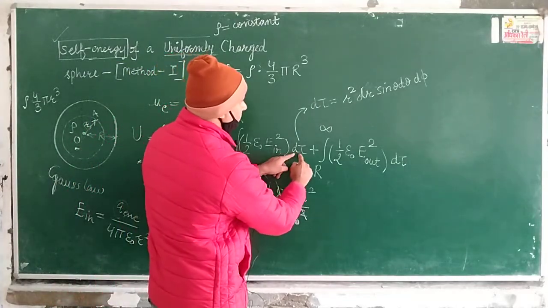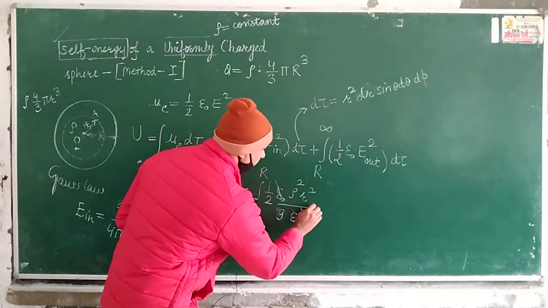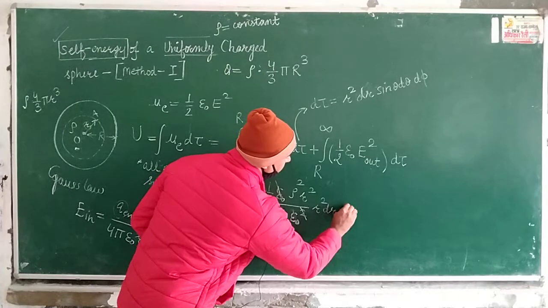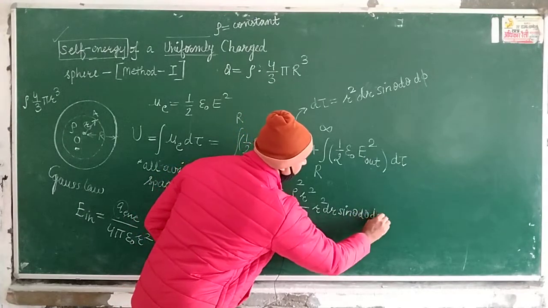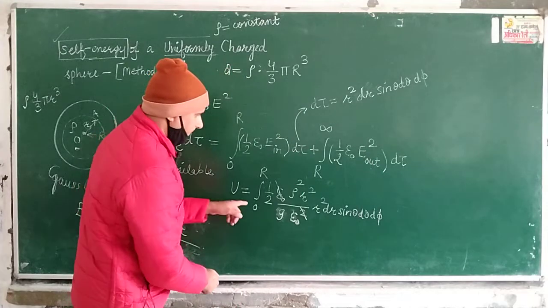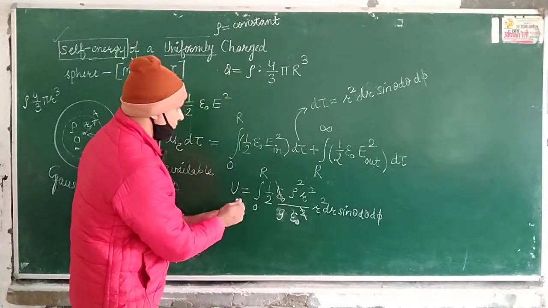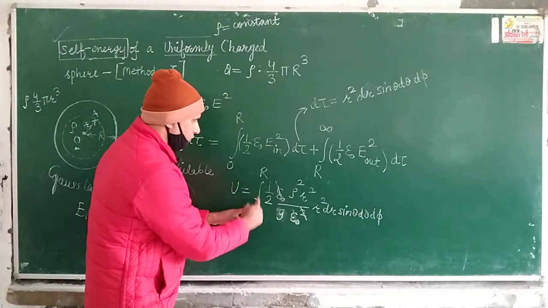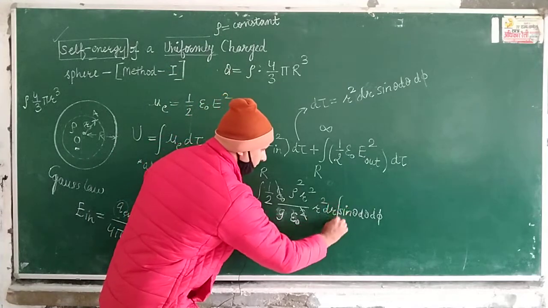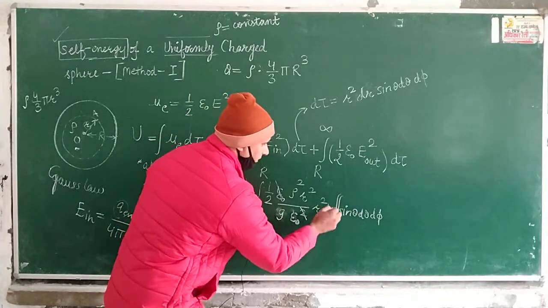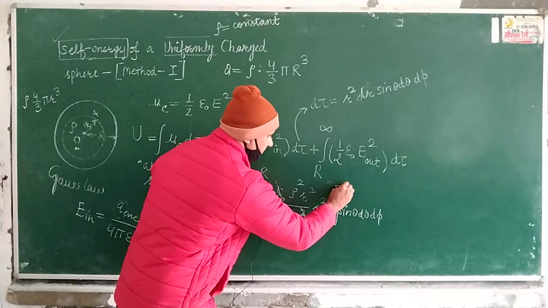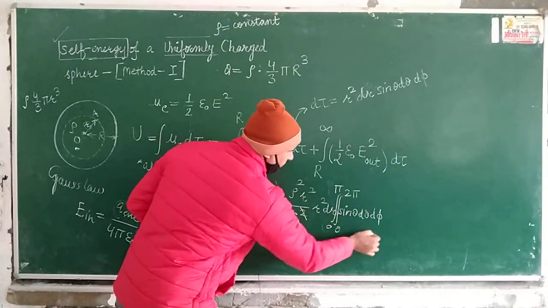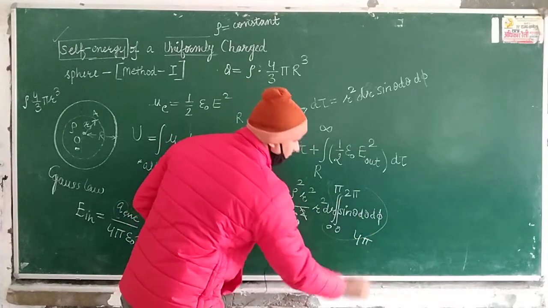Okay, and then we have d tau, this is the volume element, and that is r square into dr into sine theta d theta into d phi. Okay, and now we have to put values of the volume element here. This is for variable r. Okay, and here it will be theta varies from 0 to pi and phi varies from 0 to 2 pi. And in the previous lecture I have told you that the value of this, that will be 4 pi.